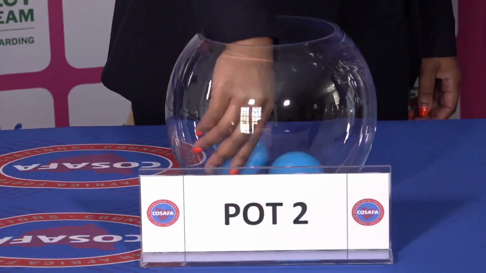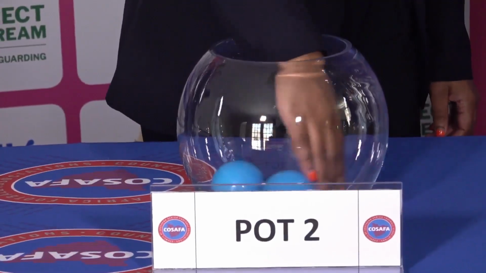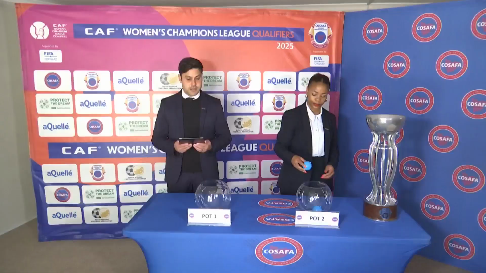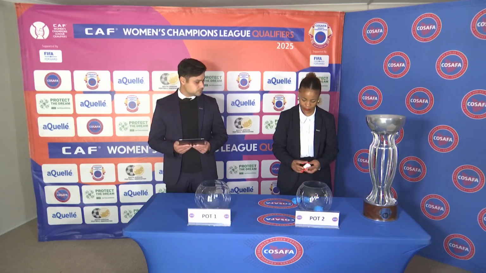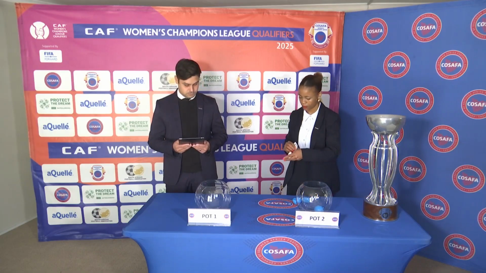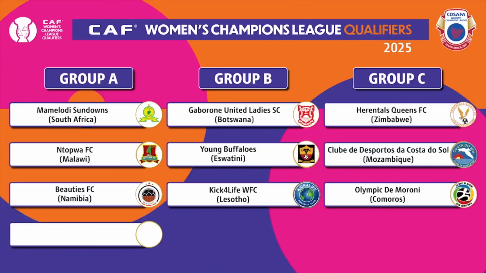Mamelo. This team will join Orientals Queens from Zimbabwe and Costa do Sol from Mozambique. Olympic Demeroni from Comoros. Olympic Demeroni finished 4th on debut in 2022 and also appeared in the 2023 edition of this competition. So that concludes Group B and Group C, and then Mamelo, back to Group A, position A4 to complete the draw.